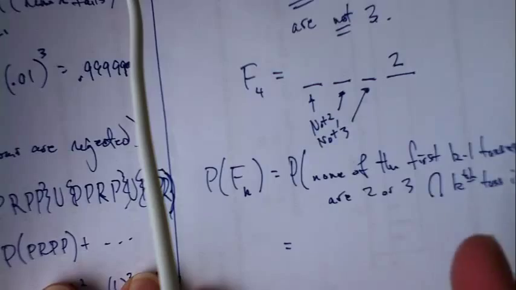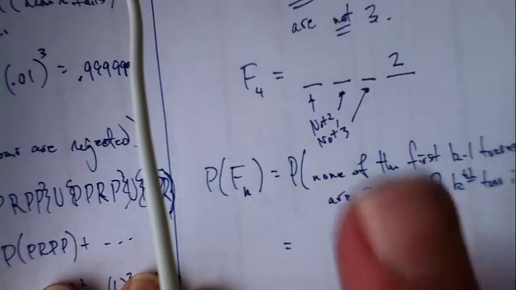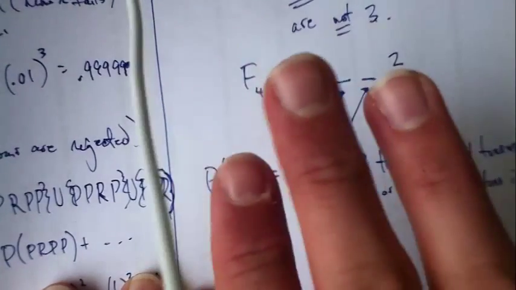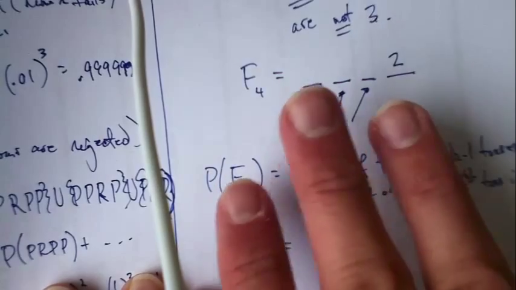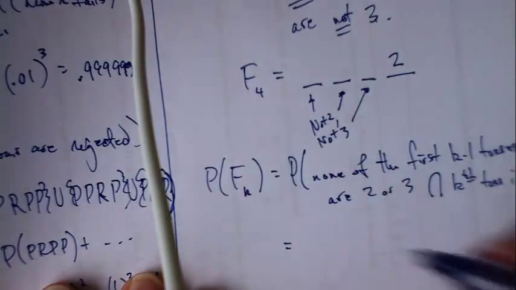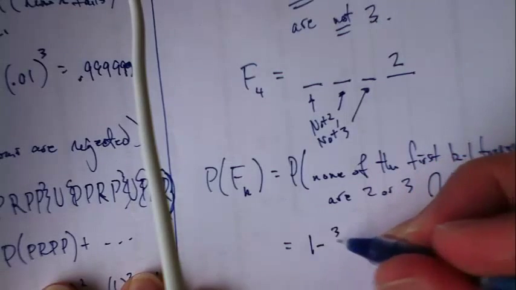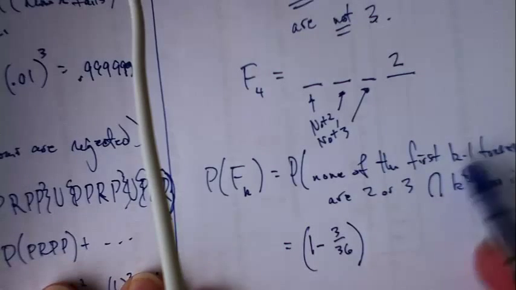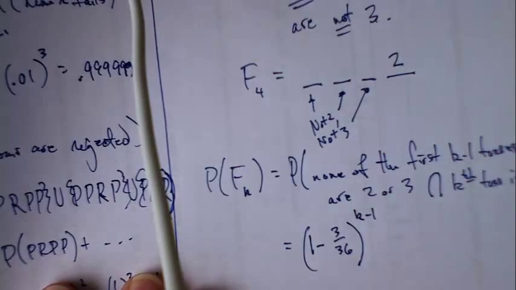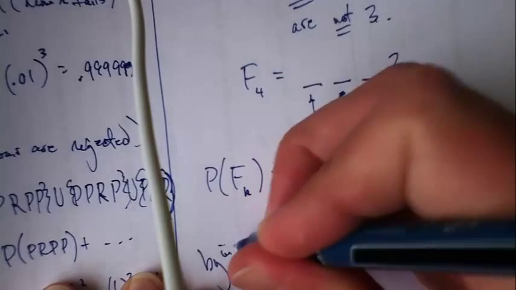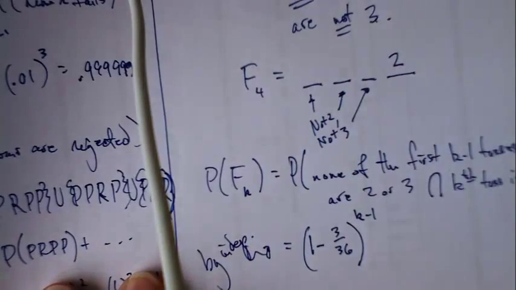Well, there's one way to get a 2, and two ways to get a sum of 3, right? 1, 2, or 2, 1. So that's 3 ways to get a sum of 2 or 3. So the chance that the first one is not a 2 or 3 is 1 minus 3 out of 36. And I'm looking for that to happen the first k minus 1 times. This is by independence.